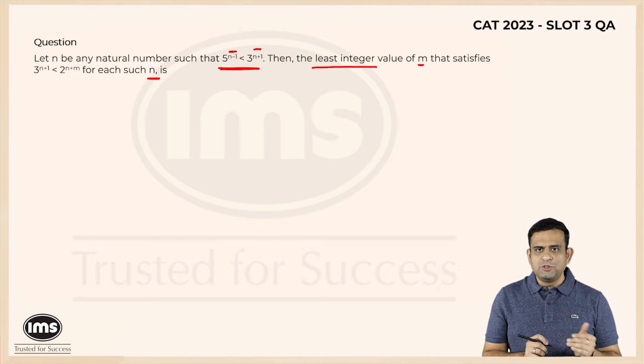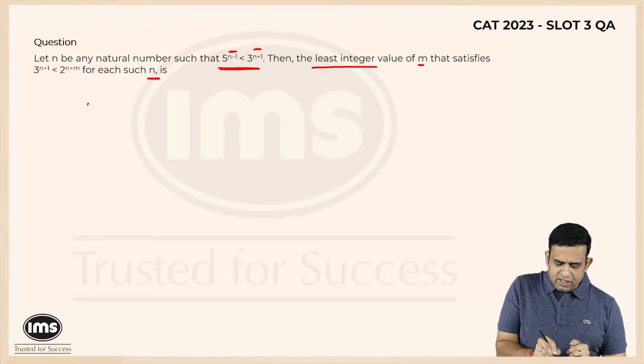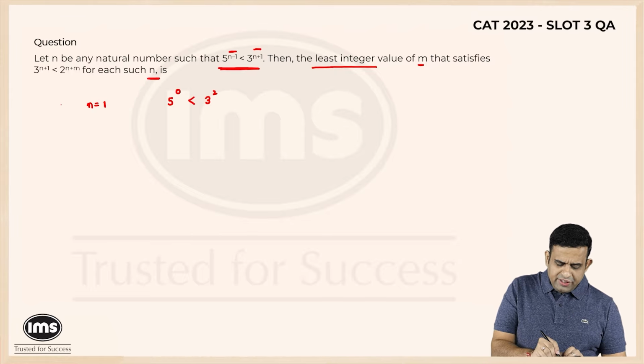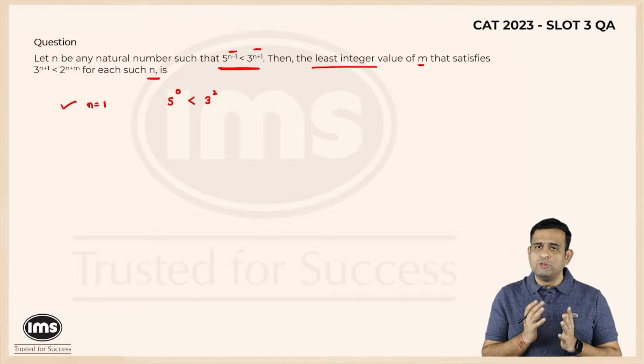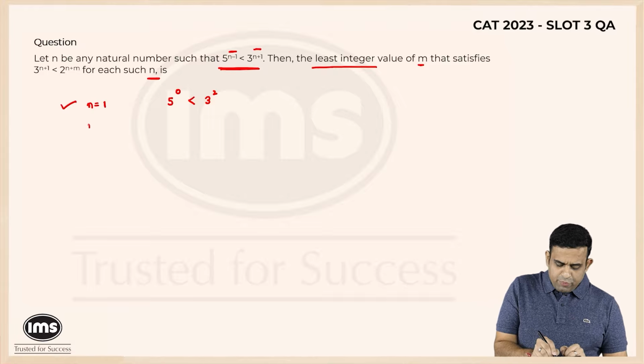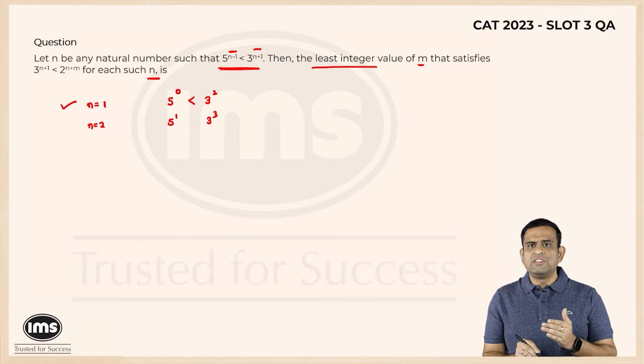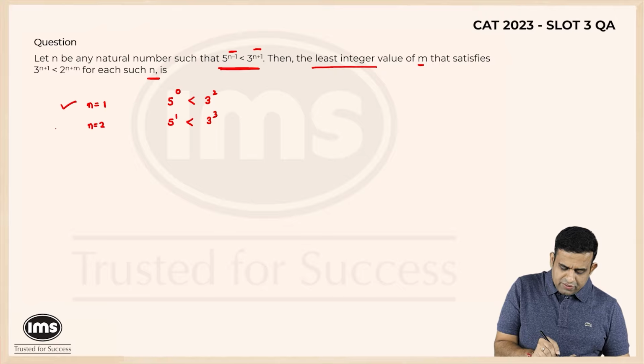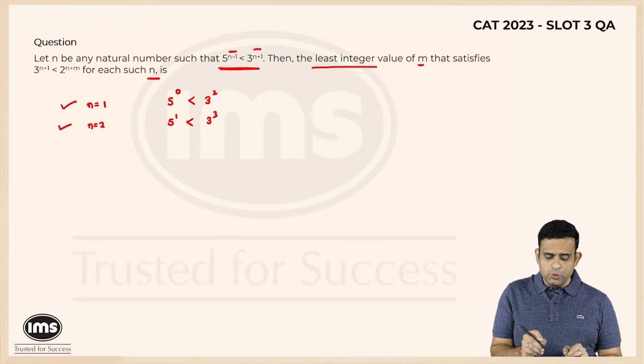So since n happens to be a natural number, I will possibly take the value of n to be equal to 1, and that will give you 5 power 0 is less than 3 square, so 1 is less than 9, perfectly fine. That means we can have n equal to 1. Then if I put n equal to 2, you will get 5 power 1, and this will become 3 cube. So 5 is less than 27. Yes, this is also perfectly fine. n could also be equal to 2.